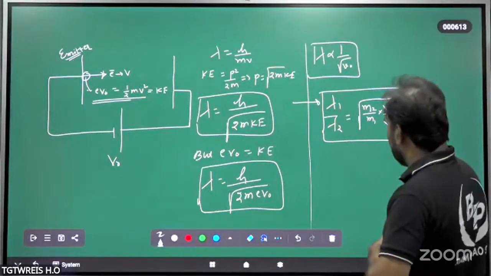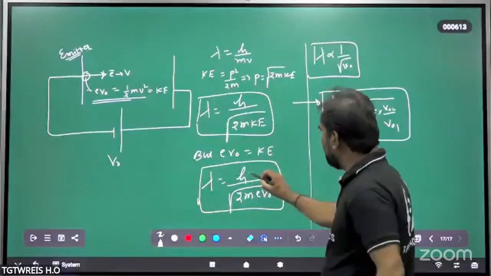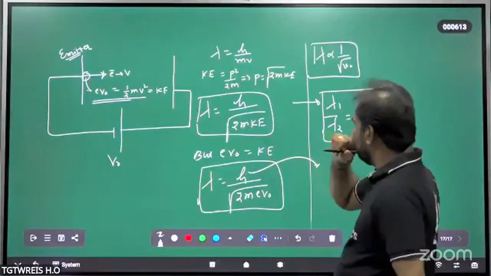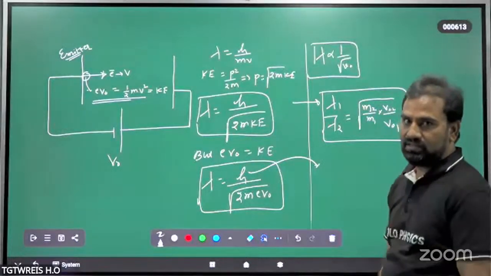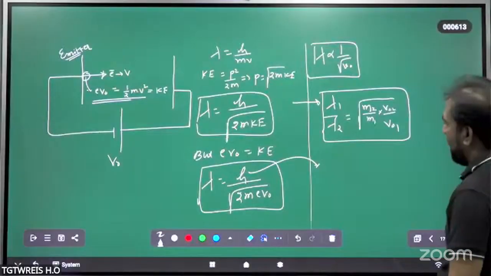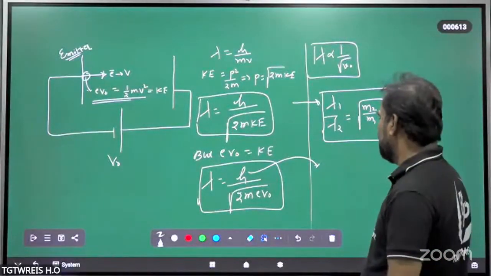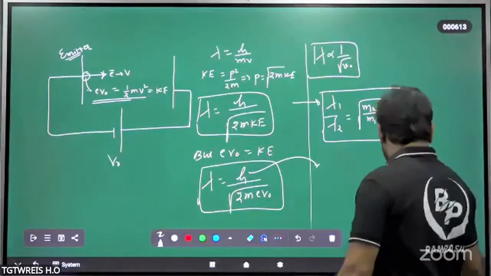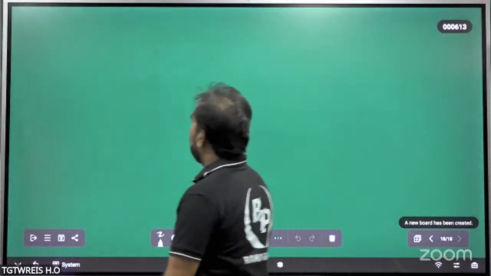Here, h is called Planck's constant. Planck's constant was calculated by Einstein according to his equation. How was Planck's constant calculated?